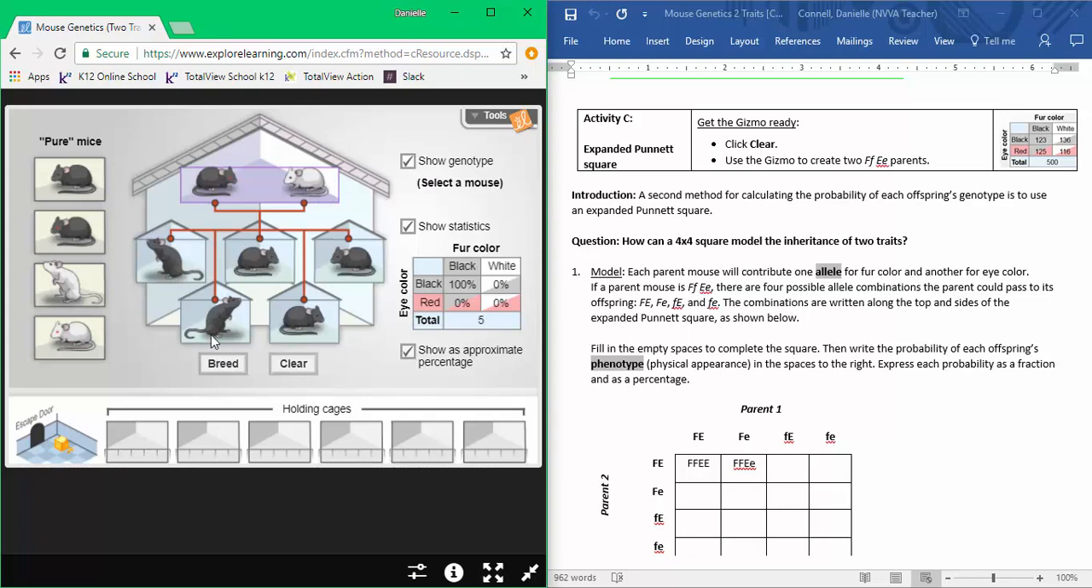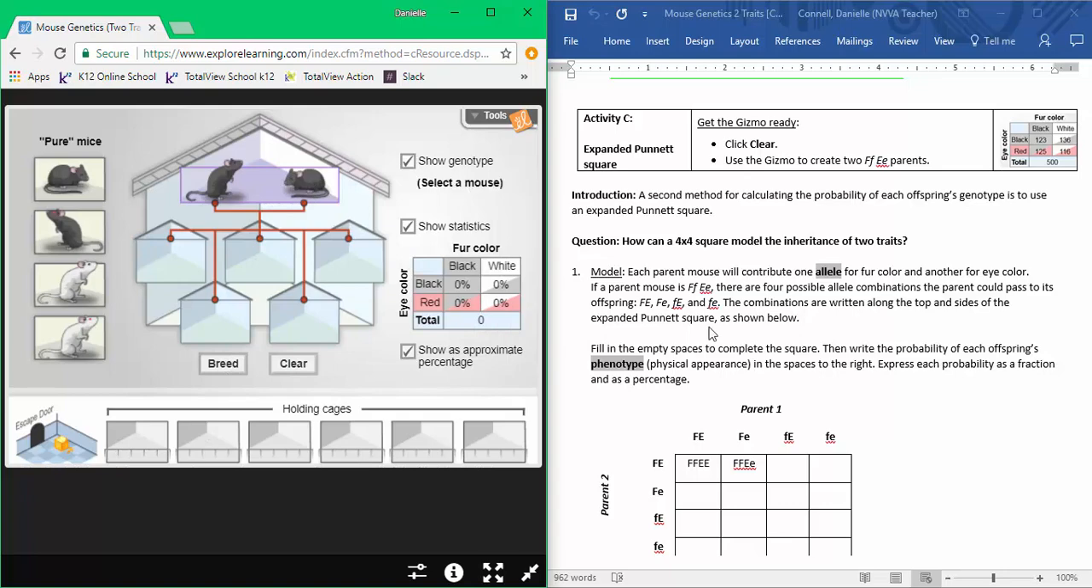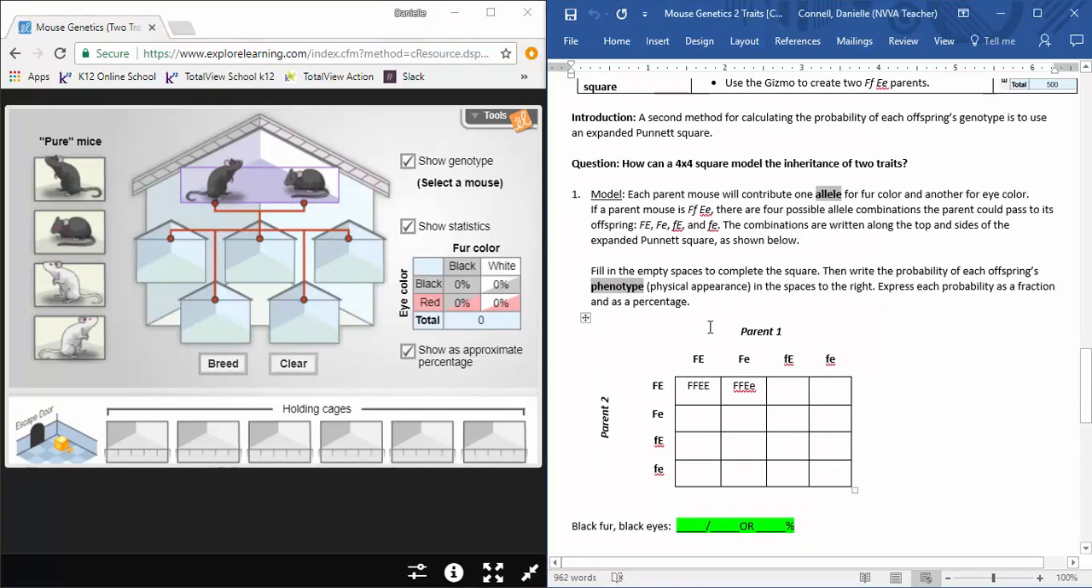Remember, if you haven't figured out how to do this yet, you might have to play around, but you should be able to start figuring out how these genotypes come together to find those two. Okay, so I've got the gizmo to create the parents. I'm going to put them in my boxes and then I'm going to keep reading for directions, because this first part is going to have me kind of pause on the gizmo.